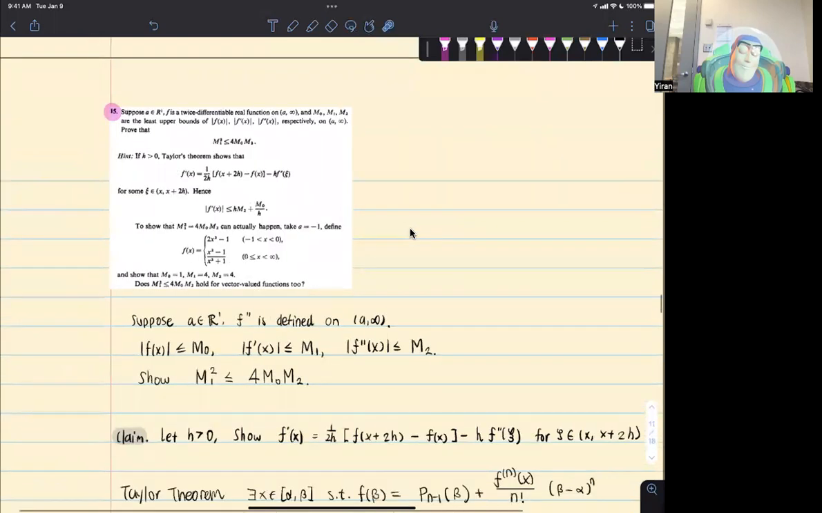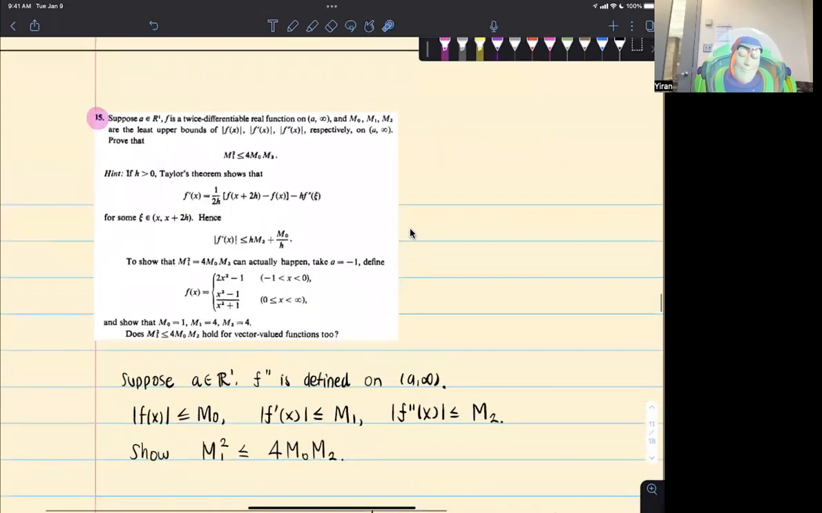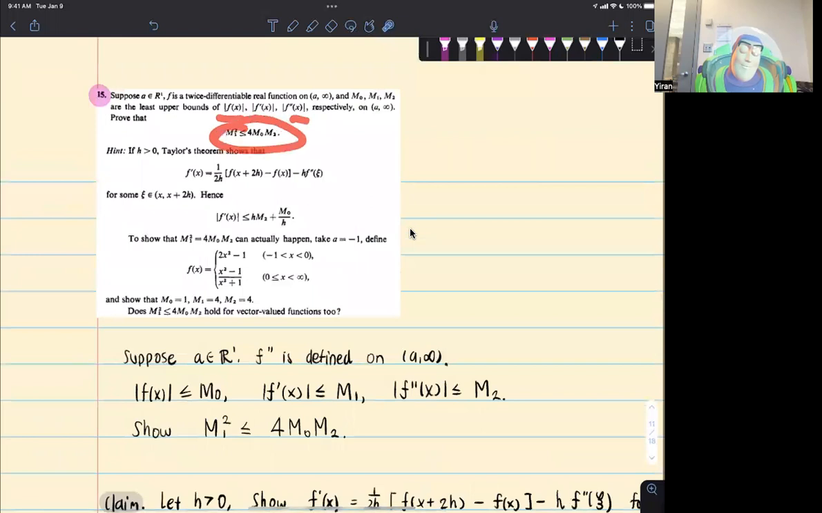And then the next proof is, let's read it a little bit. It looks complicated, but I think overall it's okay, not that bad. So A is a real number, and F is a twice differentiable real function. And we have those three, which are the upper bounds for this, this, and this. And then we want to show this inequality. And how do you show this inequality? Well, follow the hint. So simply follow the hint.